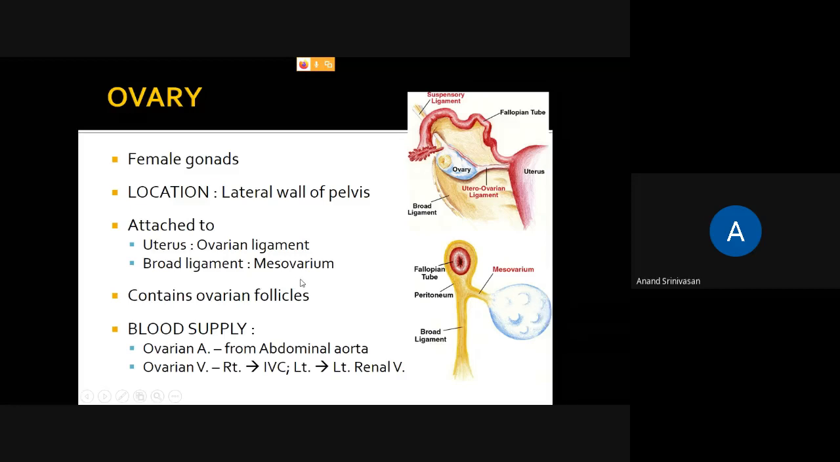The arteries and veins are the same as those of the testis. Here it is called the ovarian artery, which arises from the abdominal aorta, and there are right and left ovarian veins. The right ovarian vein drains into the inferior vena cava, and the left ovarian vein drains into the left renal vein. Okay, so this is with regard to the ovary.